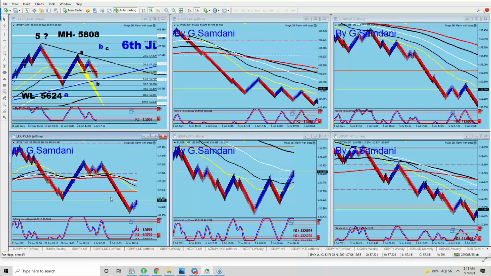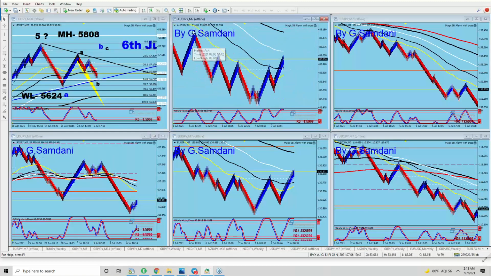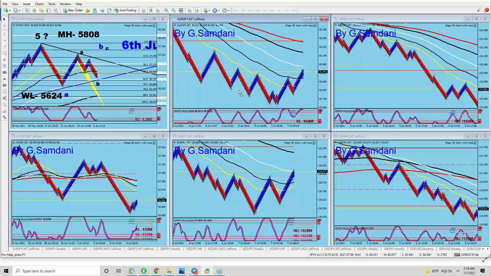So I was watching these, and I was expecting a down move on the yen pairs as well. So what really happened? This is Aussie yen. It came down here, became bearish, and look, short, short, short, right? That's what happened here.